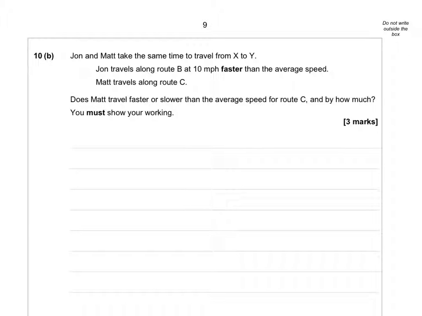Okay, so for part B, we have John and Matt. John travels along route B at 10 miles an hour faster. If we look at the map, we know the average speed for route B is at the moment 30. So John has an average speed of 40 miles per hour along route B. We also know route B is 20 miles. So there's John, and he's going to do 20 miles at 40 miles per hour. I'll put J here for John.